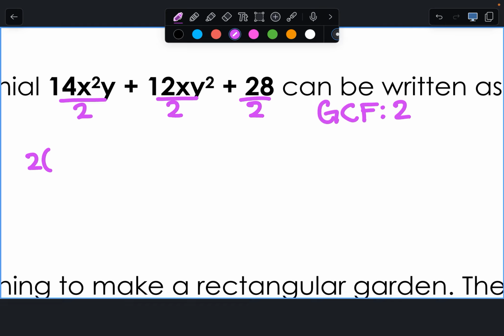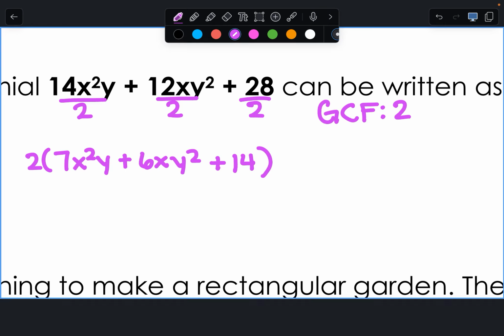So, 14 divided by 2 is? 7xy. 12 divided by 2 is 6xy squared. And then 28 divided by 2? 14. Okay? And that's all you can do to it. You cannot factor the inside because you have x's and y's. Okay? So that's the answer.